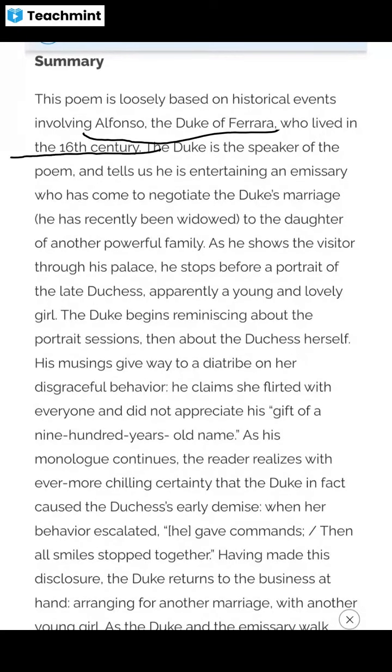It means that in the poem, you come to know about a duke. That duke is who? That duke is Alfonso. What was the name of his duke? The name of that duke was Alfonso. कहाँ का duke है? The Duke of Ferrara.